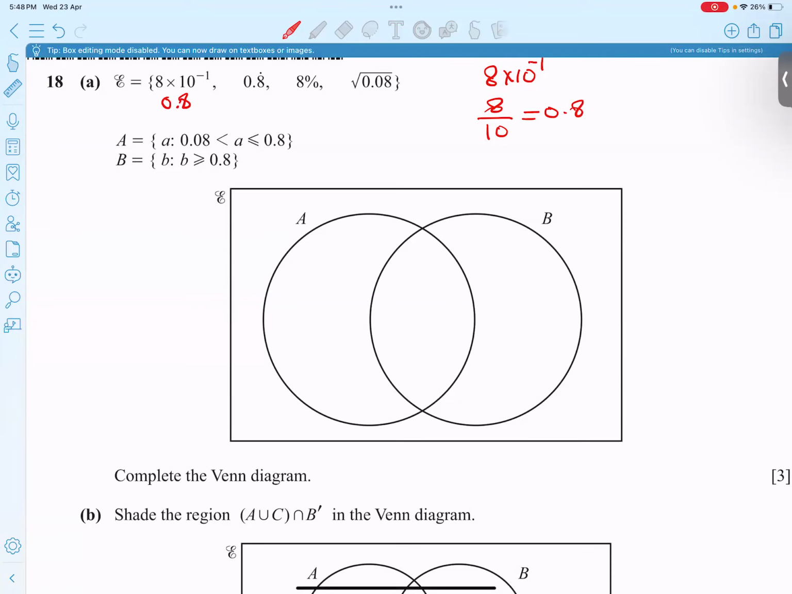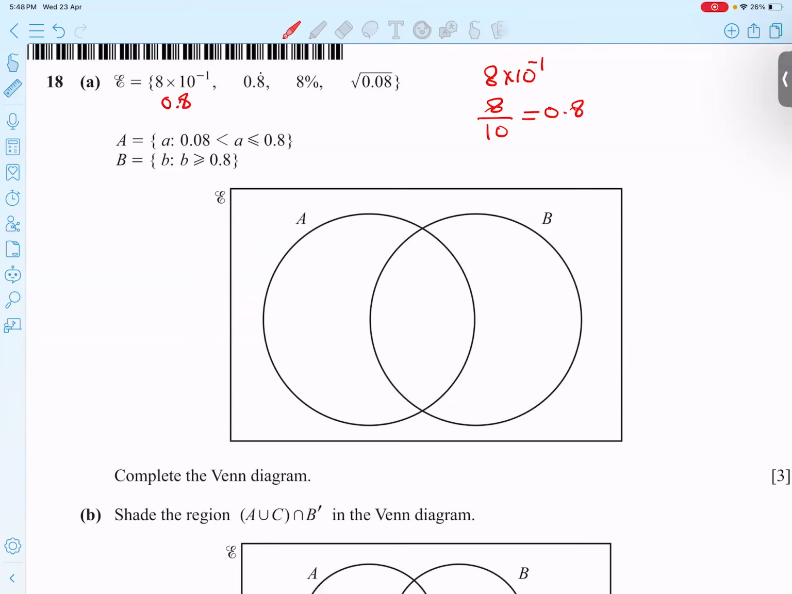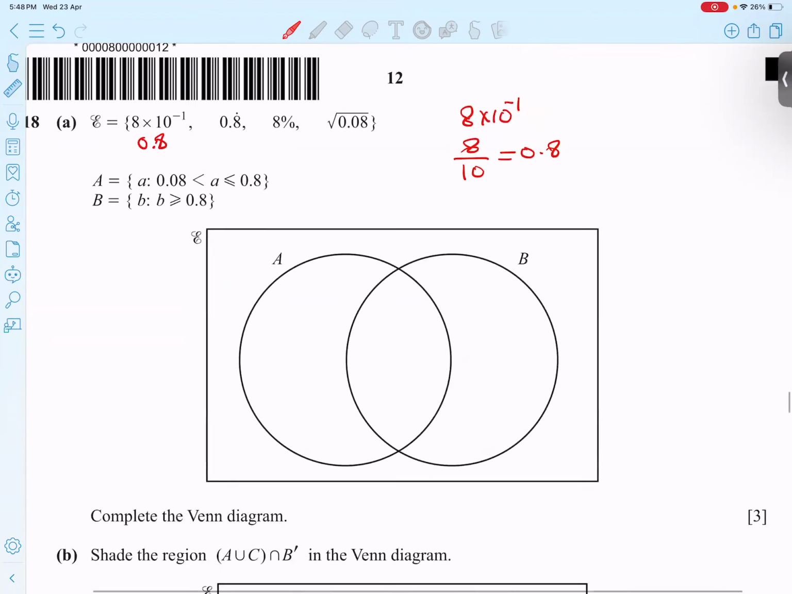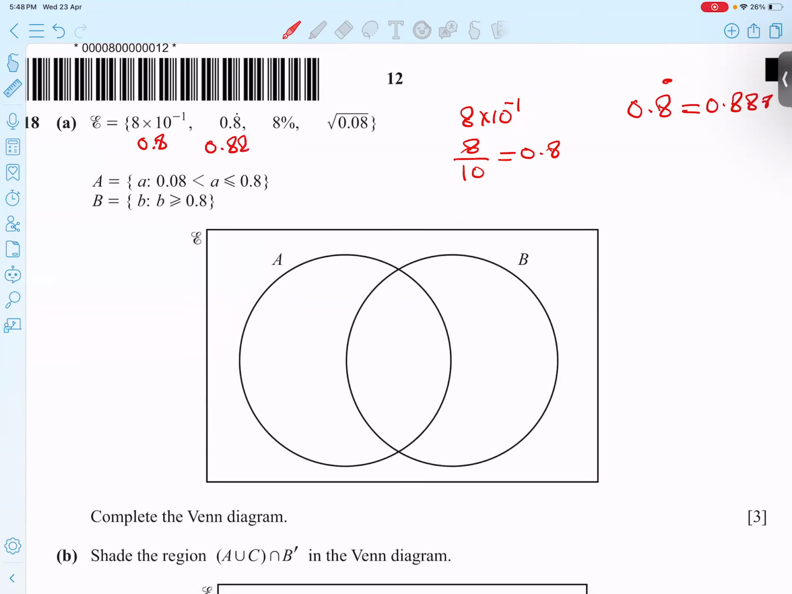So, and what about this one? 0.8 with a small dot on top. What does the dot mean? This means repeating 0.888 forever. So I'm leaving it here. 8%. What is 8%? 8 over 100.